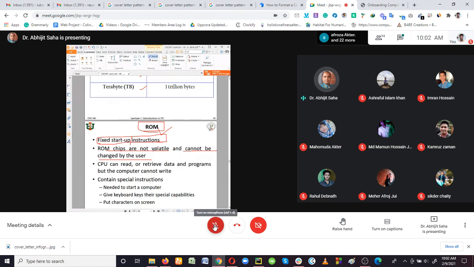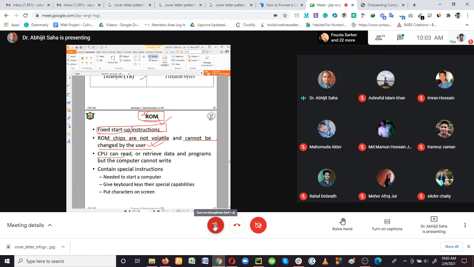So this is non-volatile memory. What does non-volatile memory mean? It means the information, the instructions we have inside the ROM, is not going to be erased, and it cannot be edited by a human. It says ROM chips are not volatile and cannot be changed by the user. That's why I say it cannot be changed by the user, because the instructions are fixed inside the ROM.